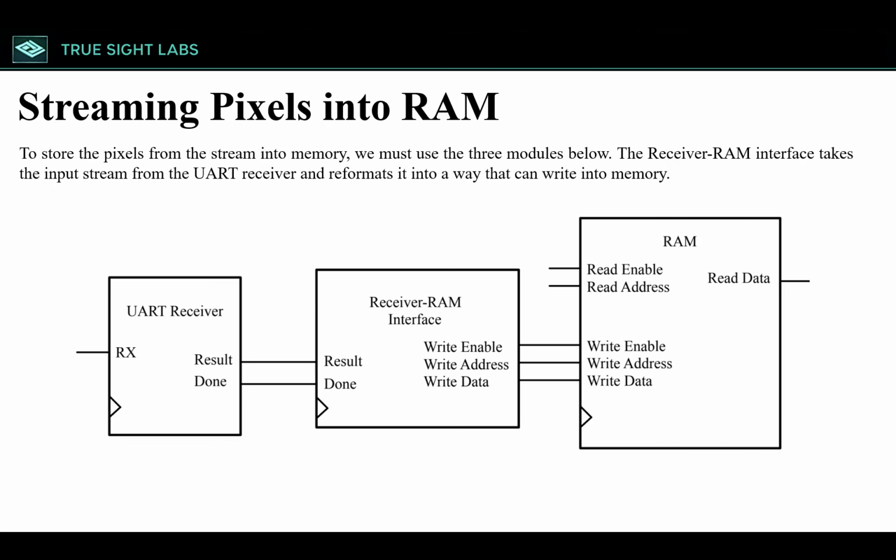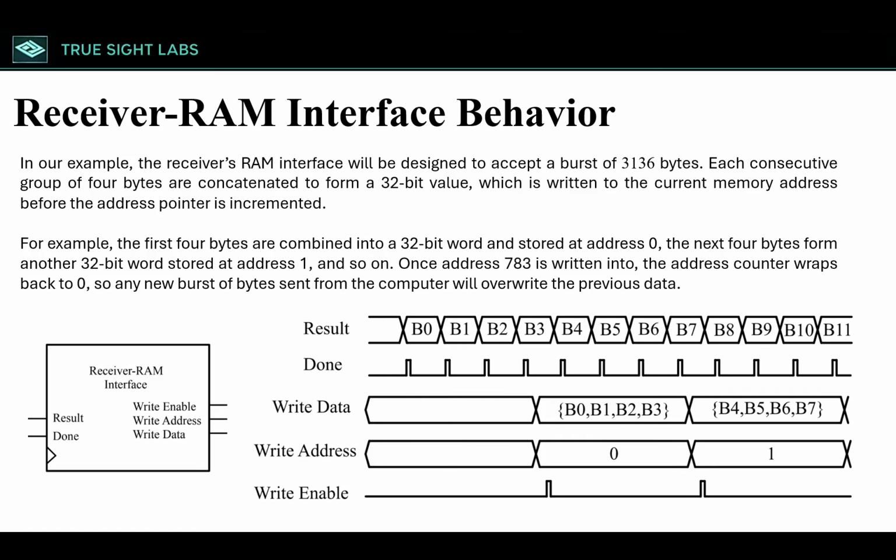To store the pixels from the stream into memory, we must use the 3 modules shown below. The receiver RAM interface takes the input stream from the UART receiver and reformats it into a way that can write into memory. In our example, the receiver RAM interface is designed to accept a burst of 3,136 bytes. Every 4 consecutive bytes are concatenated to form one 32-bit word, which is written to the current memory address before the address pointer is incremented.